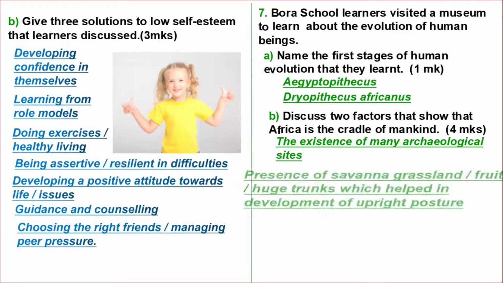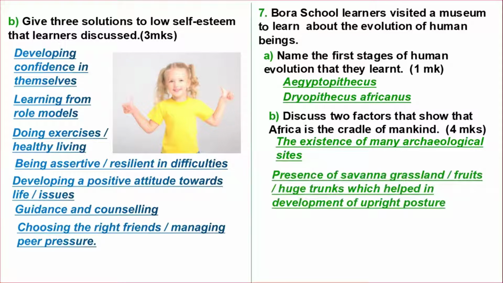humankind. Another one you can state, there is presence of savanna grassland. Do you remember? It helped in development of upright posture. Presence of savanna grassland and fruits, huge trunks, all these contributed to the upright posture of human being.